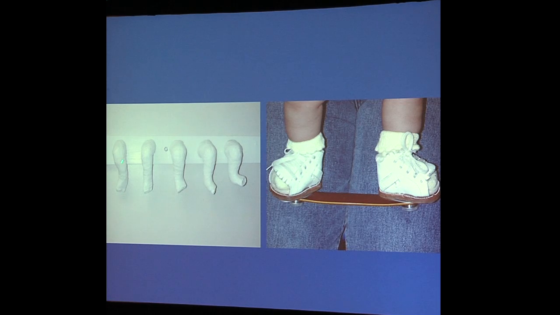You have the inverted foot, and then serially we change the cast, slowly bringing it around and then finally up. And then they wear shoes like this, or a fancy version, full time for about 3 months, and they wear it at night till they're 3. The number one reason for recurrence is poor compliance with the bracing.